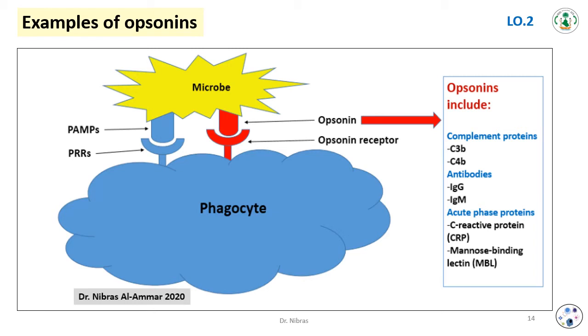Or when they bind with the PAMPs of the pathogen, the phagocytic cells through their opsonin receptor will bind with this connected opsonin and phagocytose the microbe, in that case to eliminate the pathogen.